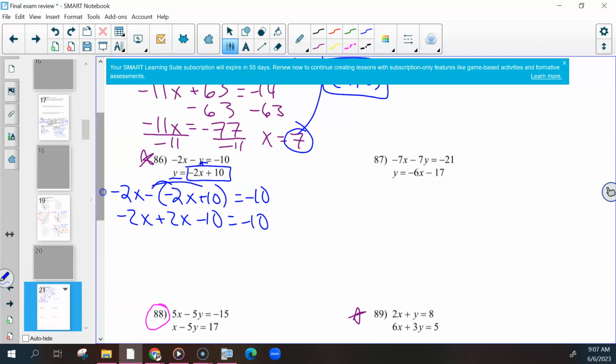And when we go to combine like terms, the x's completely cancel, leaving us with negative 10 equals negative 10. This is a true statement, so this will be infinitely many. If your variables disappear and you get the same thing on both sides, infinitely many. If they disappear and they're not equal, no solution.